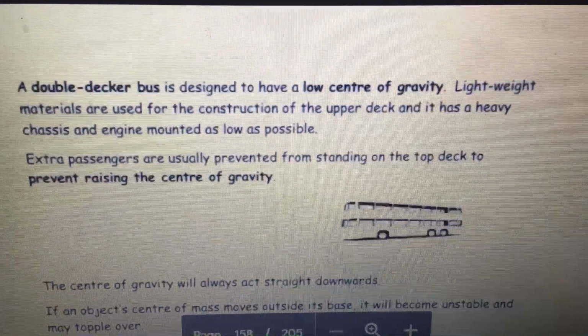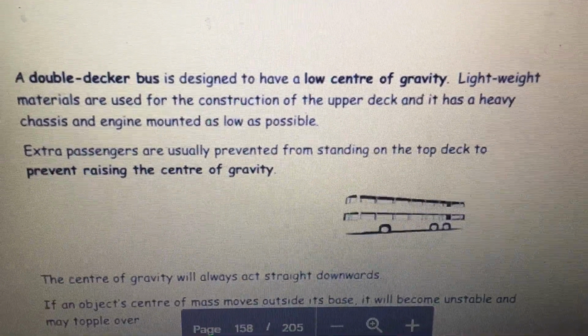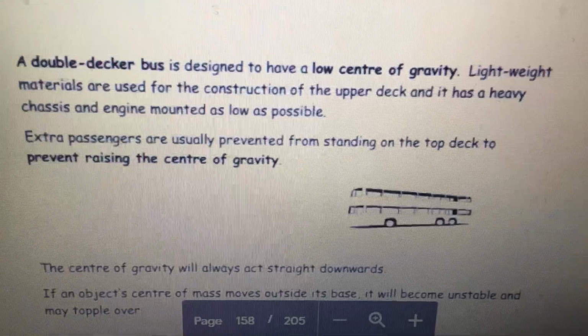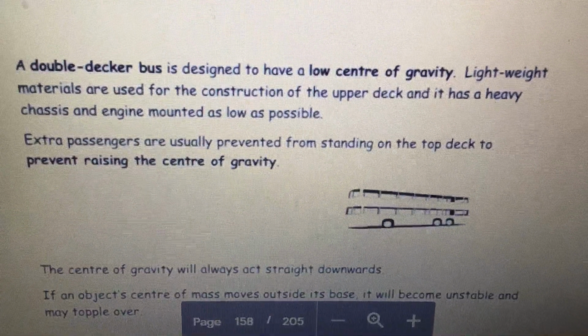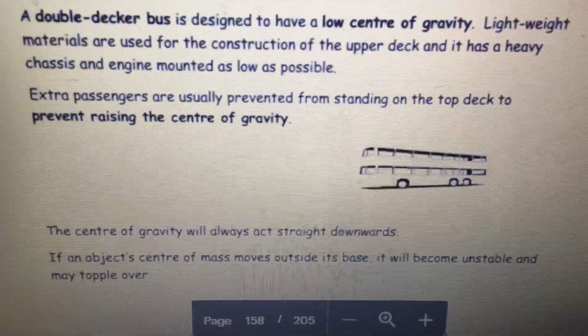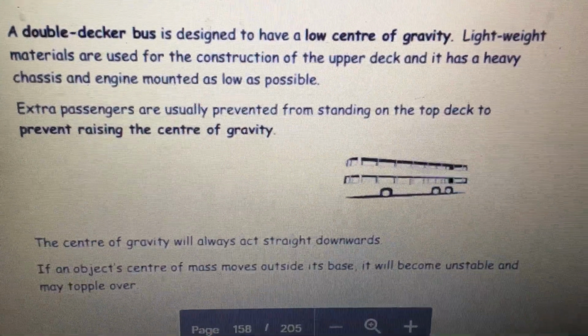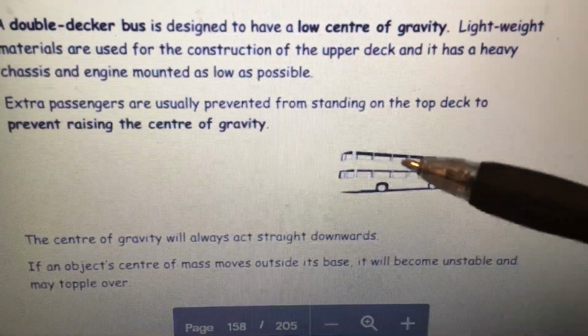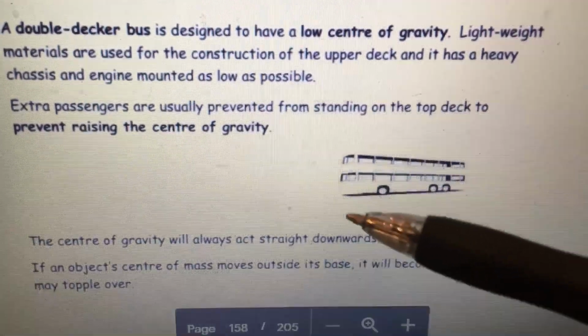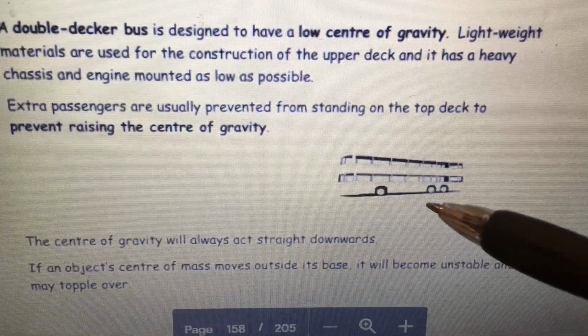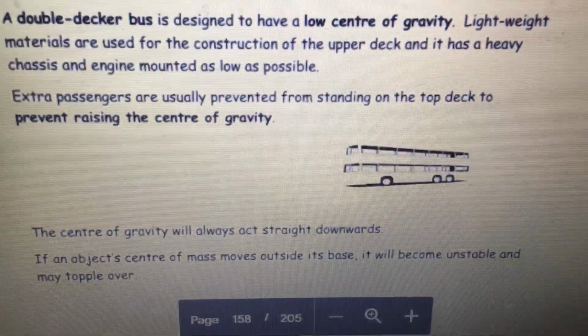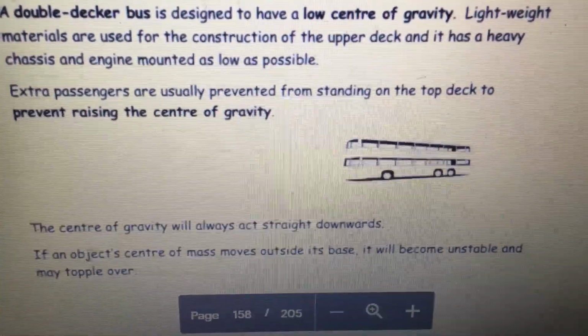A double-decker bus is designed to have a low centre of gravity. Lightweight materials are used for the construction of the upper deck, and it has a heavy chassis and engine mounting as low as possible. Extra passengers are usually prevented from standing on the top deck to prevent raising the centre of gravity, so the bottom deck should be filled first to keep the centre of gravity low before filling the top deck.